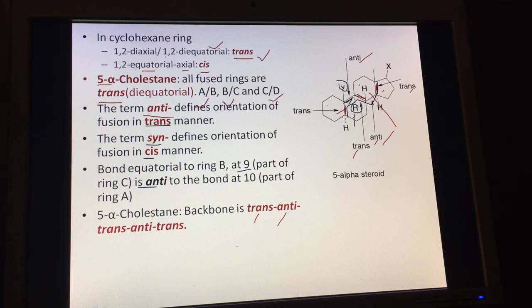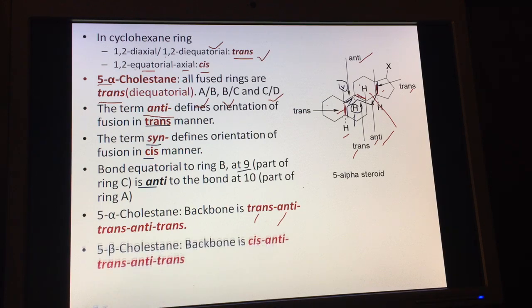In the case of 5 beta cholestane, 5 beta means the hydrogen at position number 5 is above the plane of this steroidal ring structure. The backbone becomes cis. You can see both the groups are above the plane of the ring system, so it becomes cis, and then anti, trans, anti, and trans. So this was about the backbone chemistry and stereochemistry of steroids.